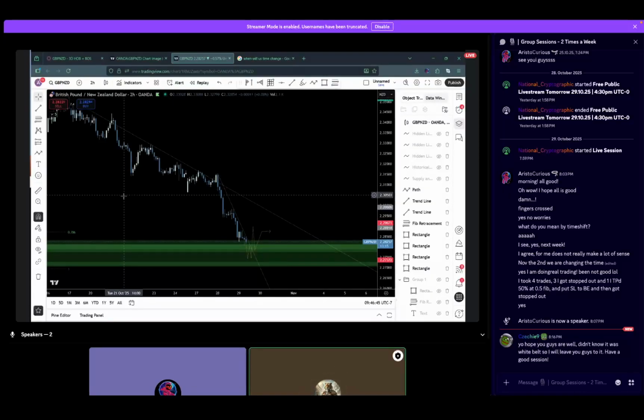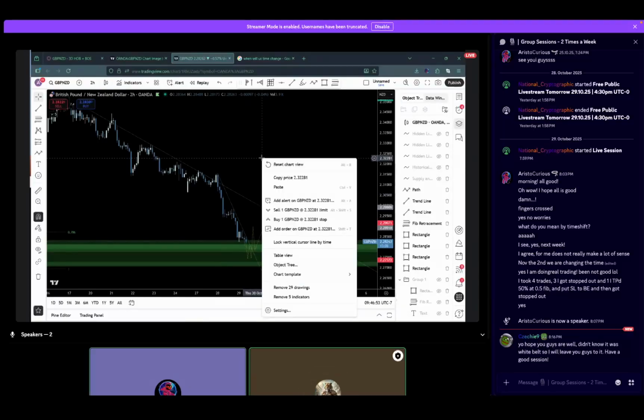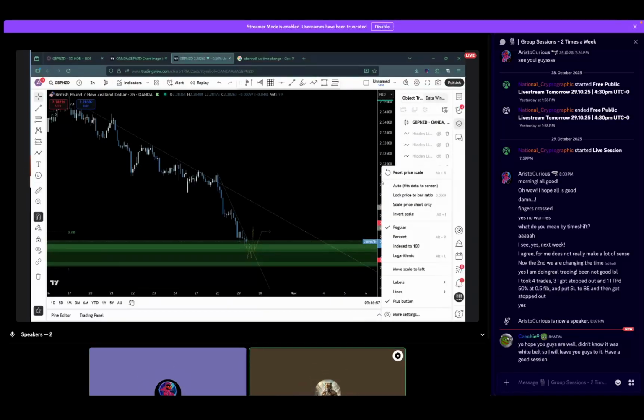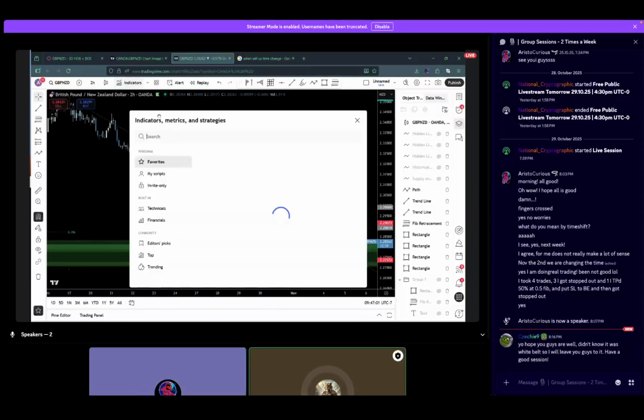Could you activate or turn on your volume bars? I have no clue about volume on Forex, but I know absorption and all those things work on every single asset. Usually you can find it in indicators at the top somewhere. Yes, this one.